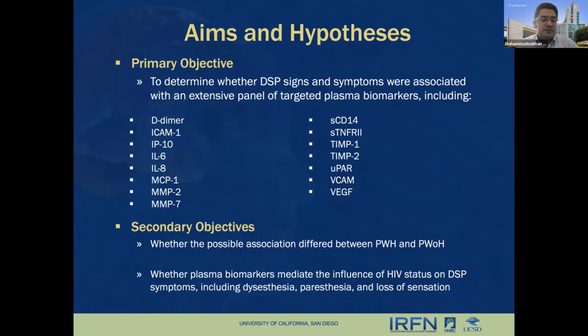In addition, our secondary objective was to determine whether the possible association differed between people with HIV and people without, and also whether the plasma biomarkers mediate the influence of HIV status on DSP symptoms, including dysesthesia or neuropathic pain, paresthesia or tingling, and loss of sensation. It is worth mentioning that in clinic, signs are the disease conditions that the physician or examiner perceives, and symptoms are any abnormal findings that the patient reports subjectively.